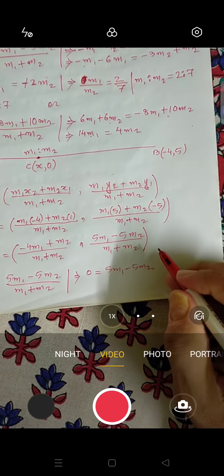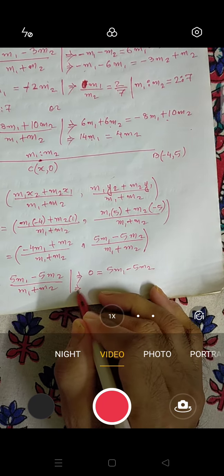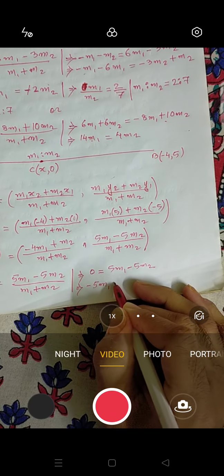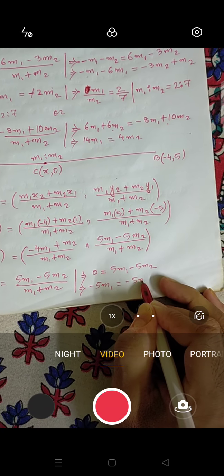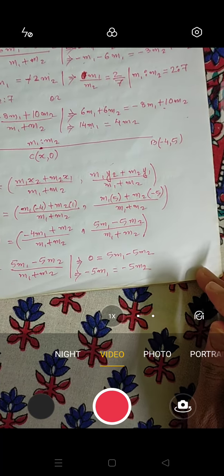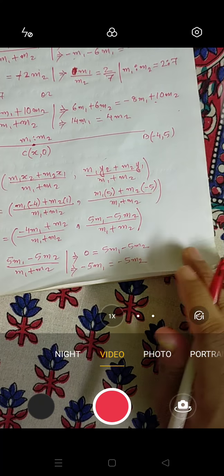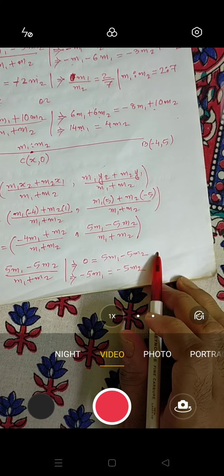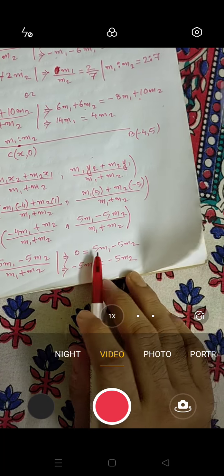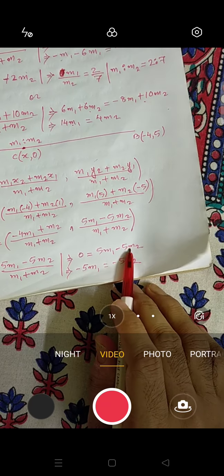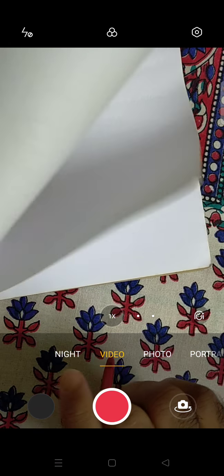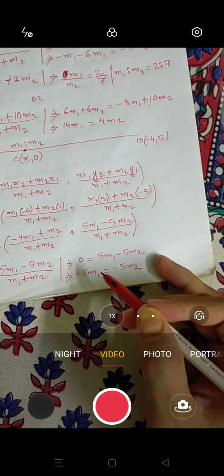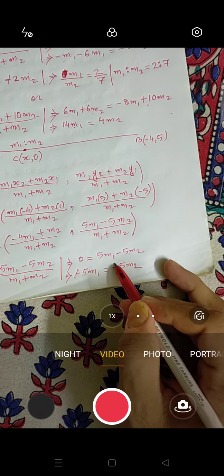Now again what I will do, I'll bring m1 here. So minus 5m1 equals minus 5m2. Any problem? If you are smart, you can directly write 5m1 equals 5m2, because I can transfer this 5m2 here and it will become plus. So it's up to you how you want to write. One question can be done in different steps. It's up to you. Now minus will cancel.